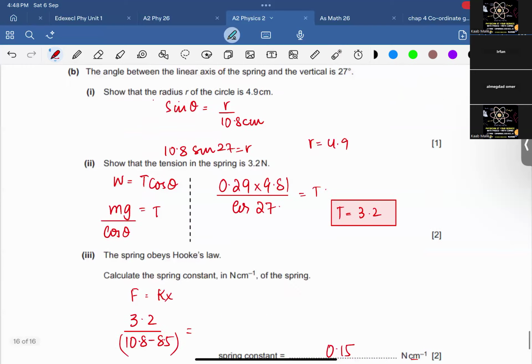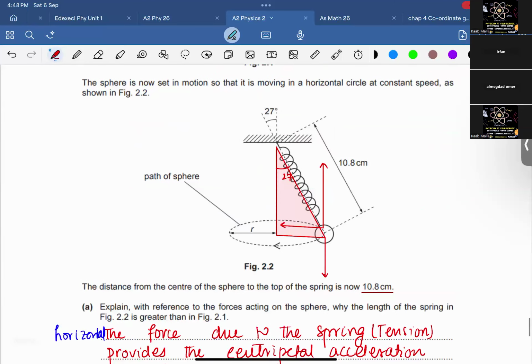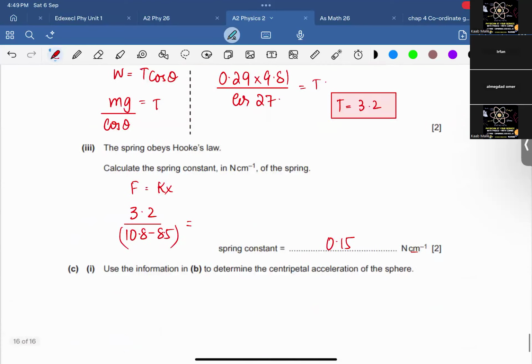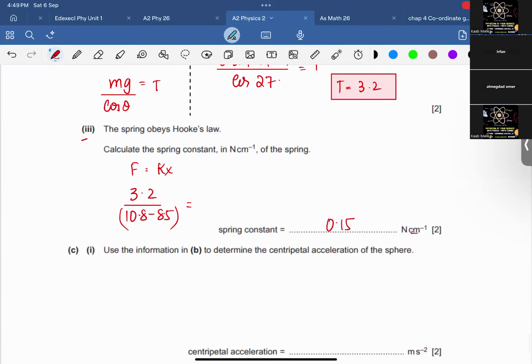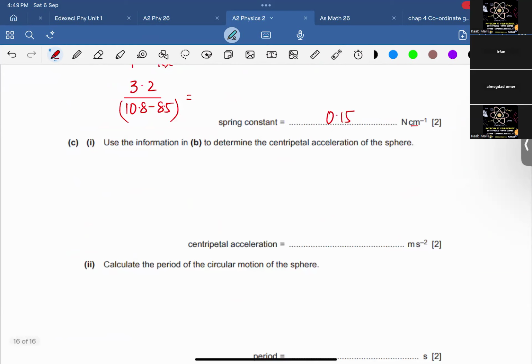The net force produces that, right? So the change in the force produces a tension. So it should be 3.2 cos 27, and then divided by 10.8 minus 8.5, 1.32. Nope. Just skip it for now. Let's move on. I'll explain it later.